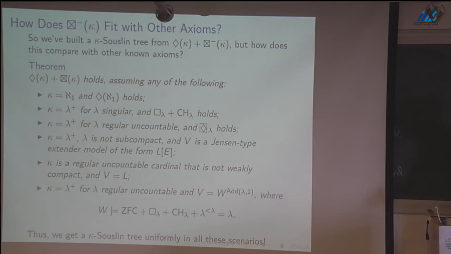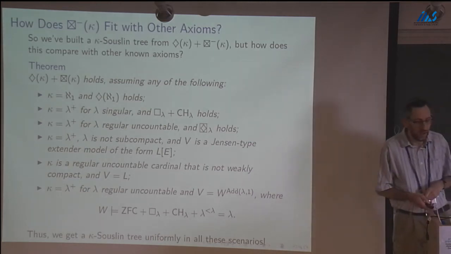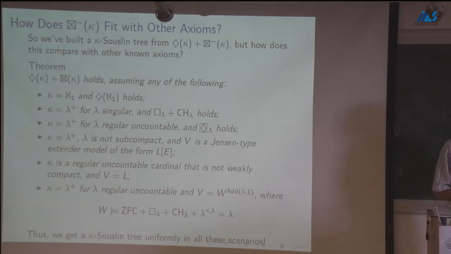It's the same construction. We don't need a different construction of the tree for any of those scenarios, meaning it doesn't depend on which of those axioms you're starting from, and doesn't depend on whether kappa, as I said before, is inaccessible or successor of regular, successor of singular. It all funnels through this; it all goes through the same construction.